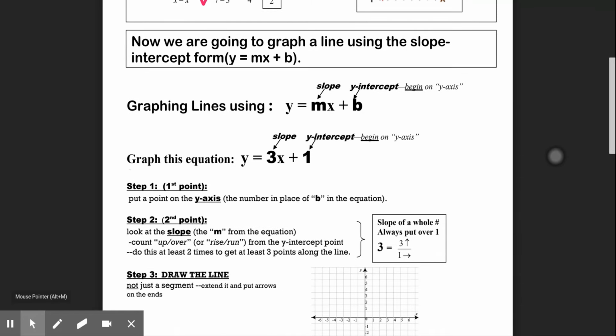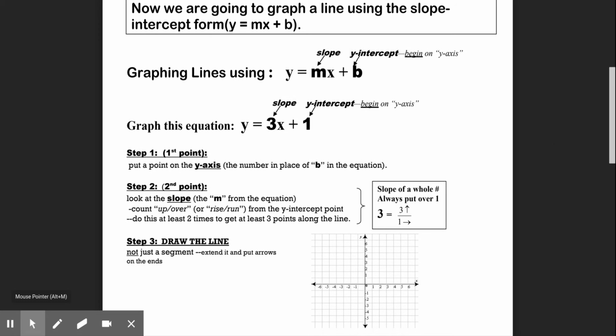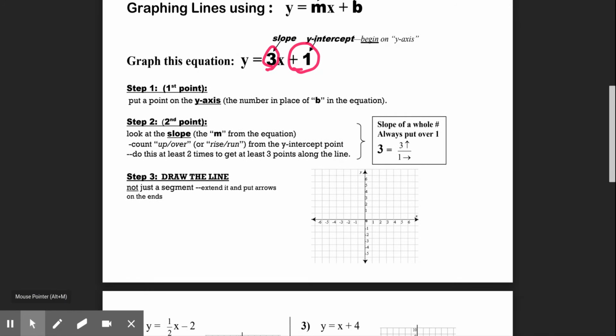All right, so now we're going to graph a line using the slope-intercept form, y equals mx plus b. Graphing lines using the slope-intercept form, remember that the first number listed next to x is your slope, and the second one listed by itself is the y-intercept. So on step 1, the first point will be the y-intercept. The number is placed on the y-axis at 1, which is right there.